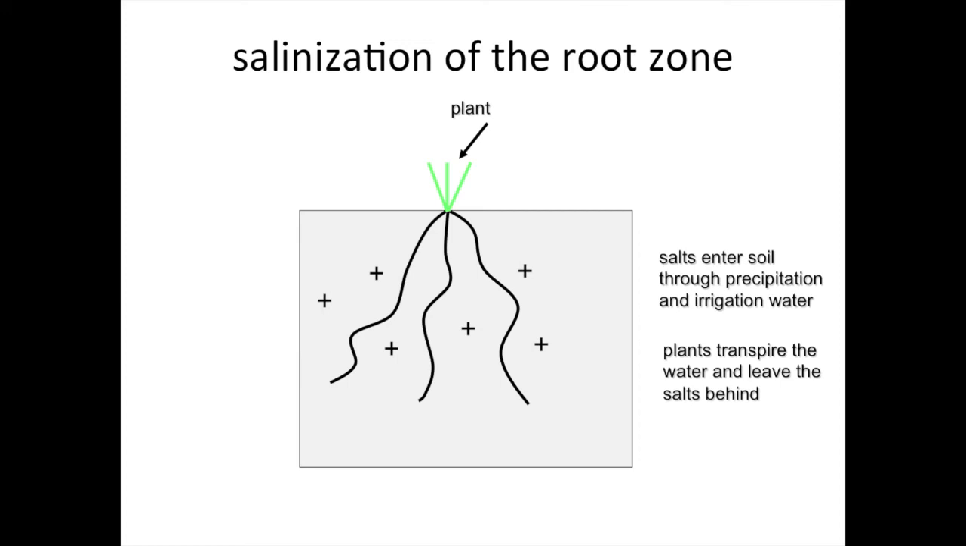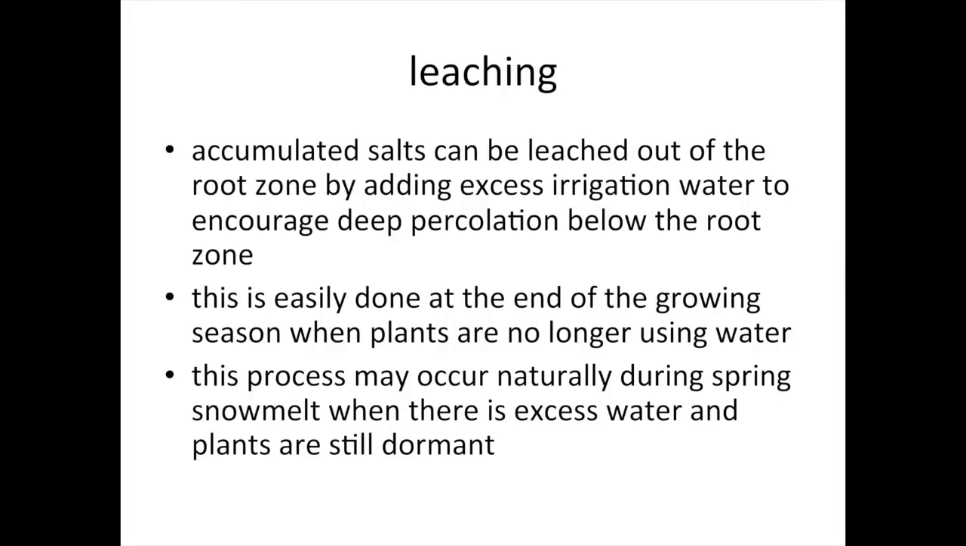So the good news is the way we can manage this is we can apply extra irrigation water to help flush these salts below the root zone. We can apply excess irrigation water to encourage deep drainage or deep percolation below the root zone. This is usually done, or easily done, at the end of the growing season when the plants are no longer using water.